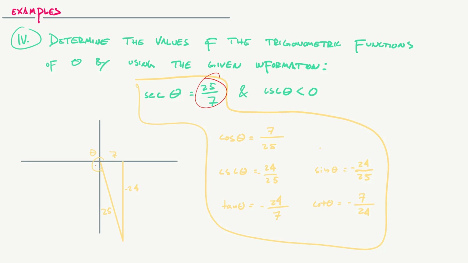Cosecant is, dang it, I am not going to re-record this. This is negative 25 over 24. Yeah, that's cosecant. Sine, though, is opposite over hypotenuse. That's negative 24 over 25. But yeah, there is a typo there. Tangent is opposite over adjacent, so negative 24 over 7. And cotangent is just the reciprocal of that thing.